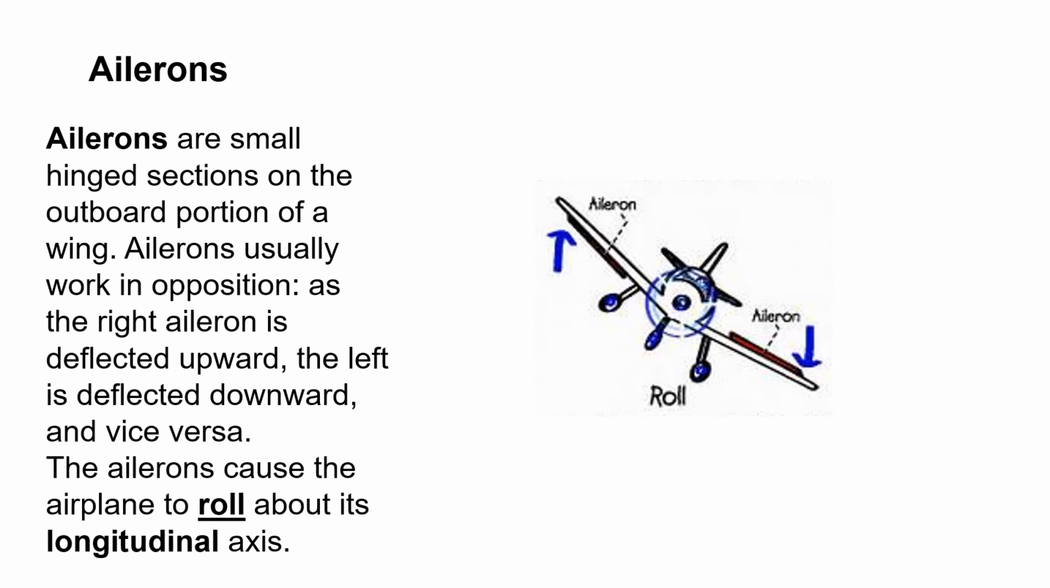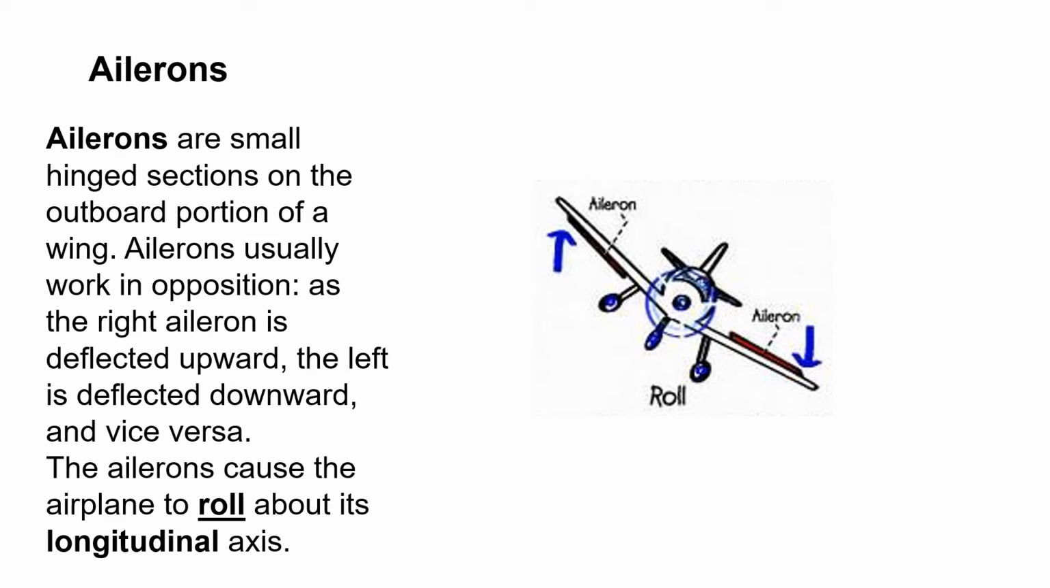Ailerons are small hinged sections on the outboard portion of a wing. Ailerons usually work in opposition. As the right aileron is deflected upward, the left is deflected downward, and vice versa. The ailerons cause the airplane to roll about its longitudinal axis.